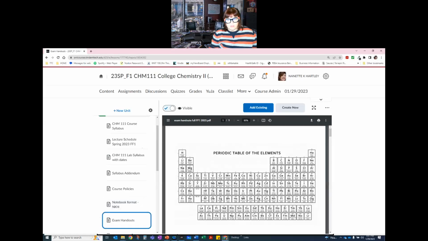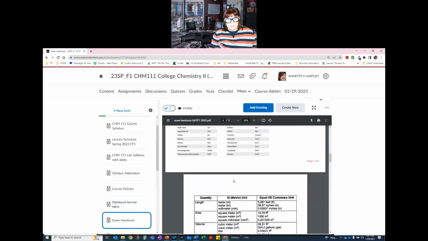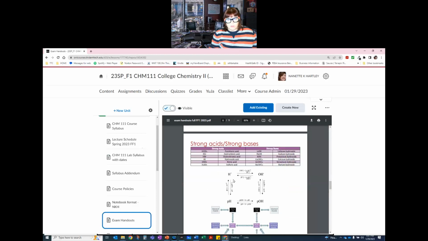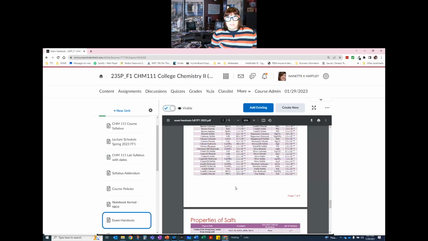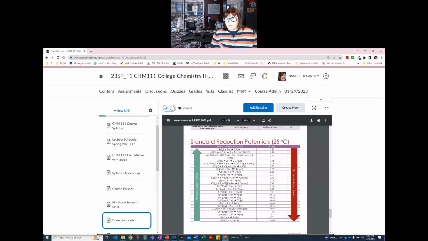Exam handouts. If I scroll down, there's a bunch of really useful information in here. That's what I put together. Standard reduction potentials, 25 degrees C. It gives you a reduction half reaction that is balanced. So all of these are balanced. I don't need to check the balancing on those. If I can find it in there, then I don't have to balance it again. I can use it as written.